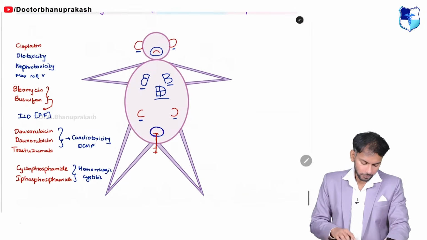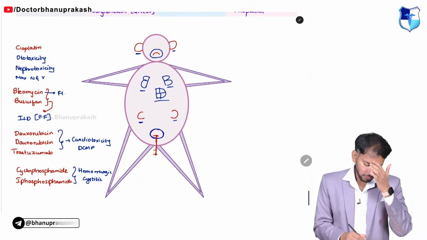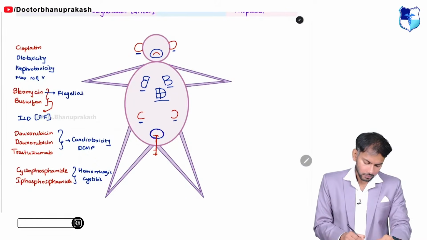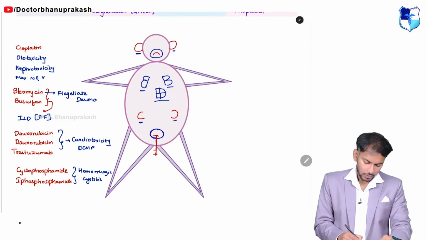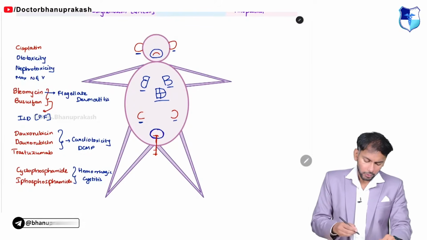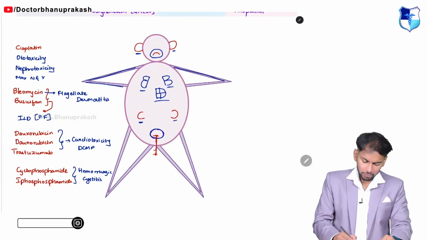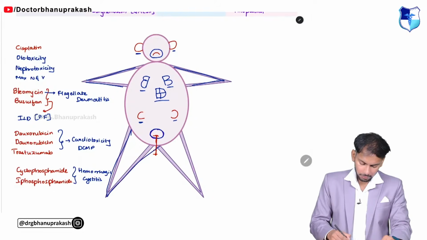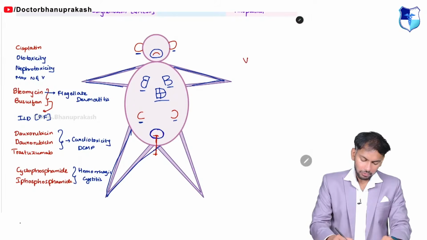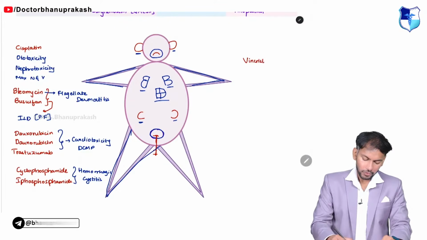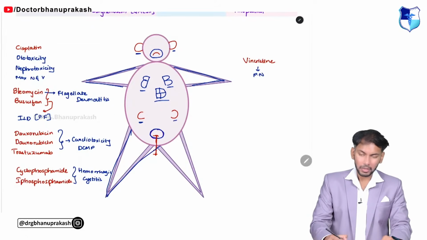Now, what else is there? Bleomycin can also cause flagellate dermatitis. You can see the peripheries, they are in the shape of V. Yes, V for the peripheries. So V for V, vincristine and vinblastine also will cause peripheral neuropathy.